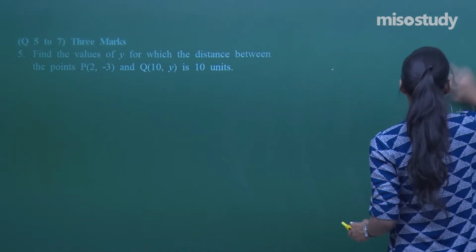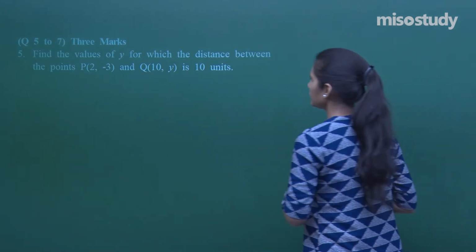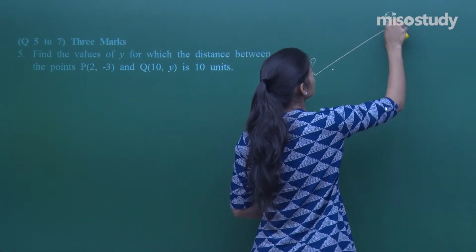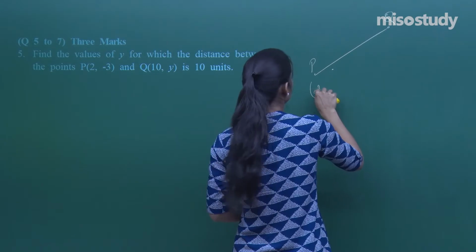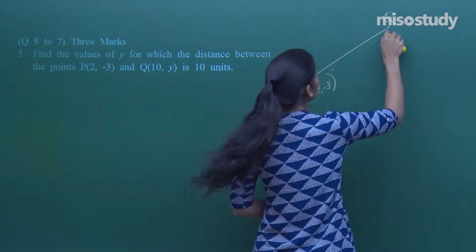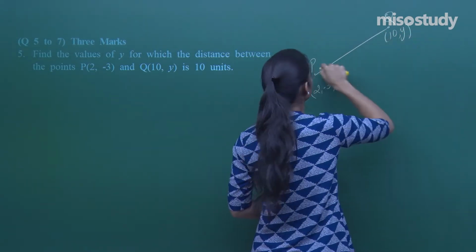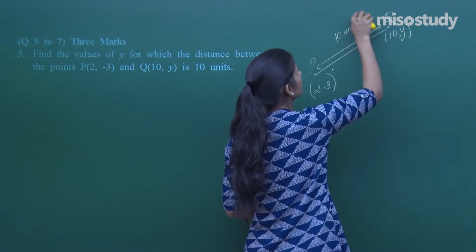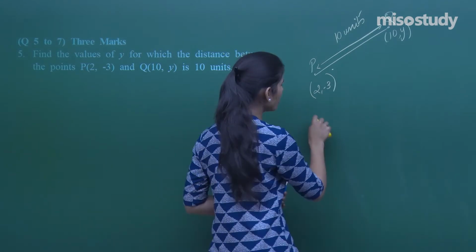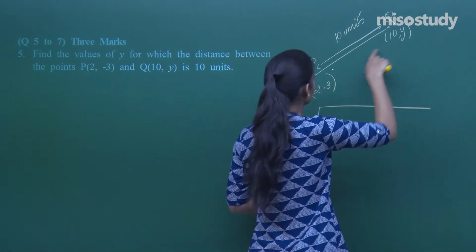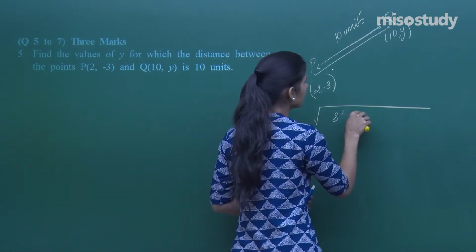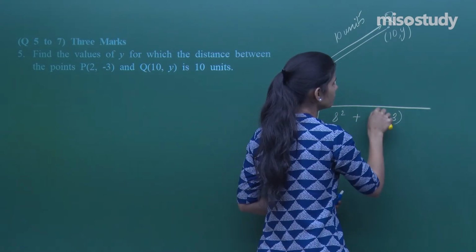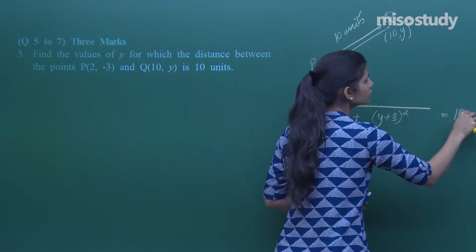So it's given to you that the distance between these 2 points P and Q. So say this is P and this is Q. P is (2, -3) and Q is (10, y). This distance is 10 units. What is the distance between 2 points? It is under root of (10 minus 2) whole square plus (y minus (-3)), so it is (y plus 3) whole square. This distance is given to you as 10.